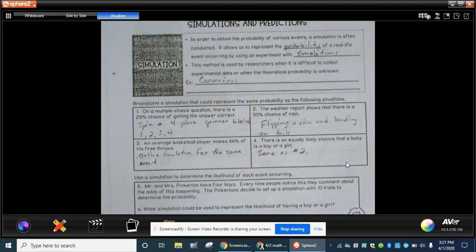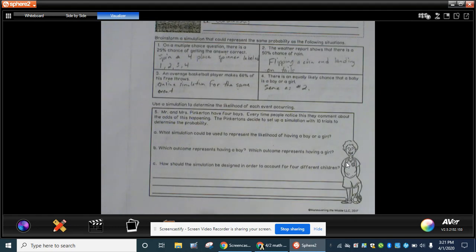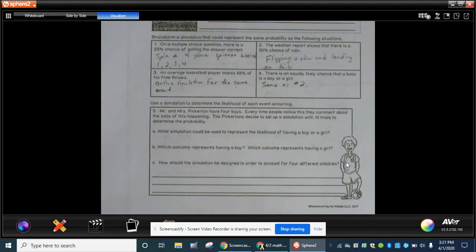So let's talk about number 5. Number 5 is a lot like 1 through 4, except we got 3 parts here. Mr. and Mrs. Pinkerton have 4 boys. Every time people notice this, they comment about the odds of this happening. Well, I don't know if they're talking about it being a good thing or a bad thing, so we're going to find out. The Pinkertons decided to set up a simulation with 10 trials to determine the probability. So the 10 trials could be like having 10 kids. Either it's going to be a boy or a girl with every kid you have.